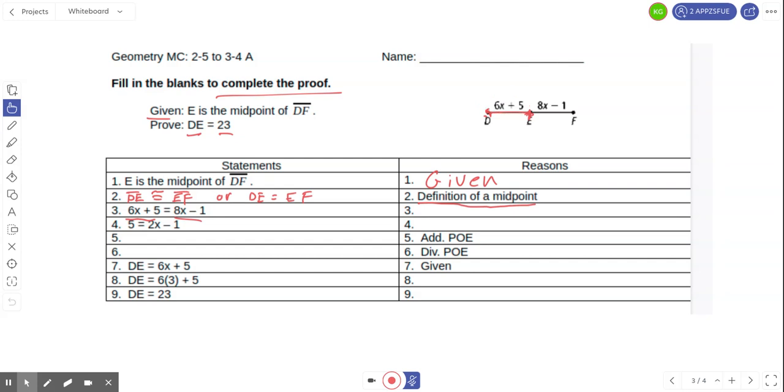So this is the substitution property of equality. And if you were wondering what those POEs meant, they mean property of equality. And we do a lot of things just to shorten how much we have to write, because these 2-column proofs can be a lot of writing.